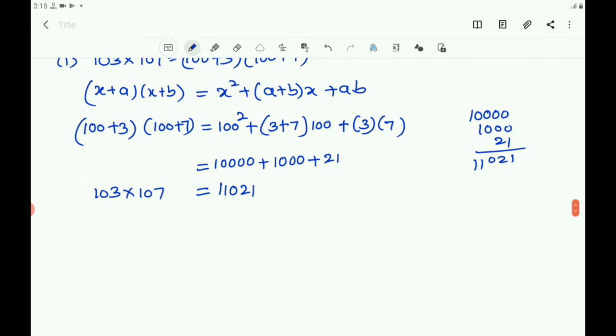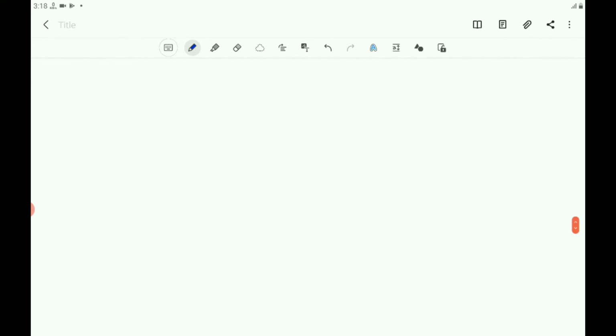Next you take the second one, 95 into 96. Then you can express this as a product of 90 plus 5 and 90 plus 6. Or you can express more easily 100 minus 5 into 100 minus 4. And also you can write it in the form of x plus a into x plus b.